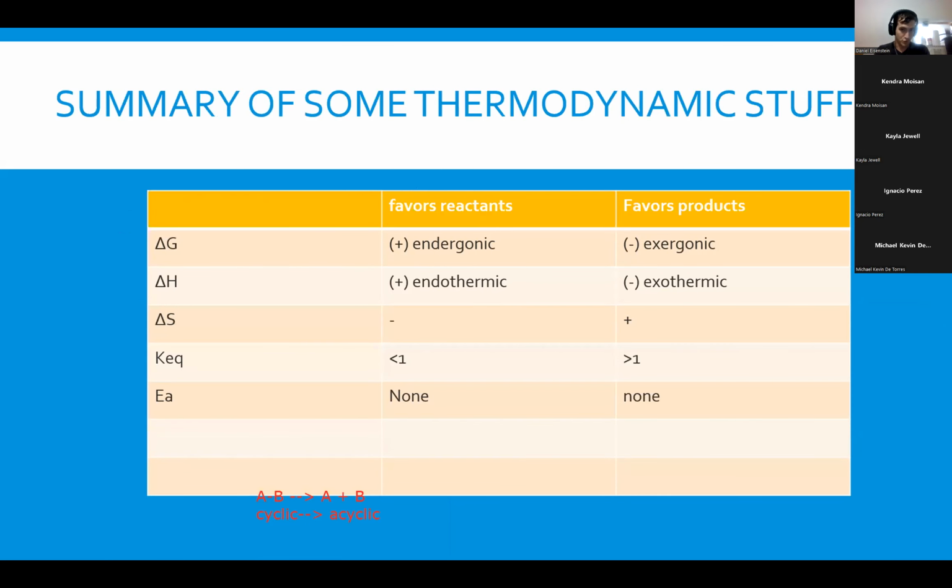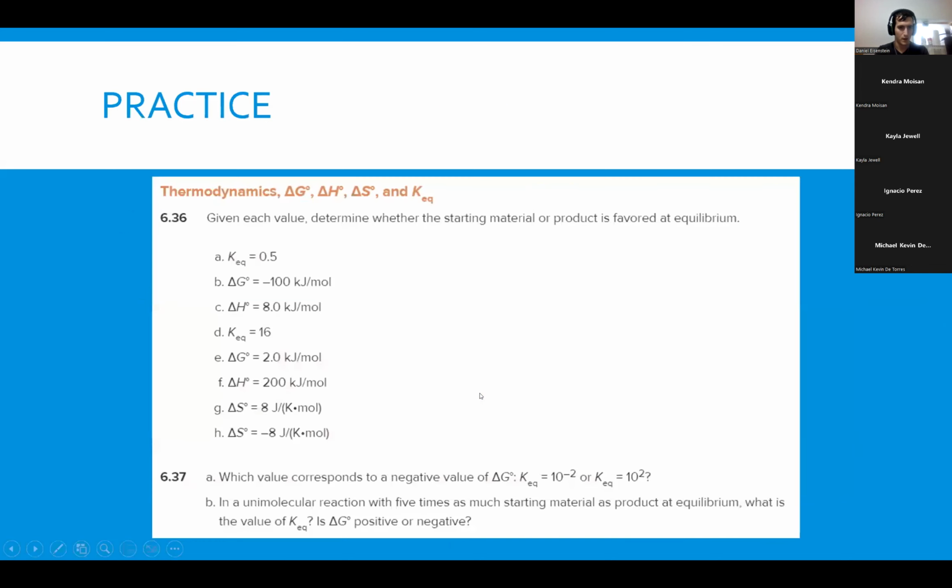This is a really useful chart that I want you guys to know. I want you to know it for this class, and I want you to know it for definitely biochem. Given each value, determine whether the starting material or product is favored at equilibrium.